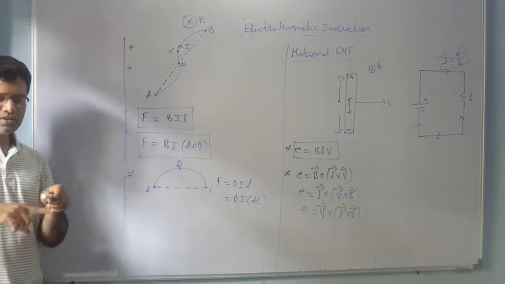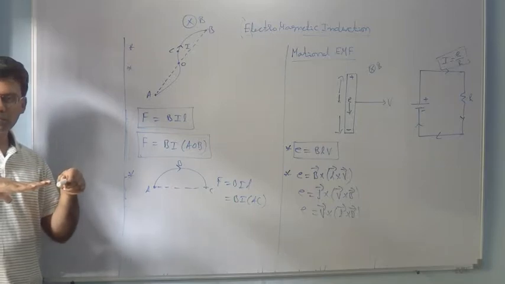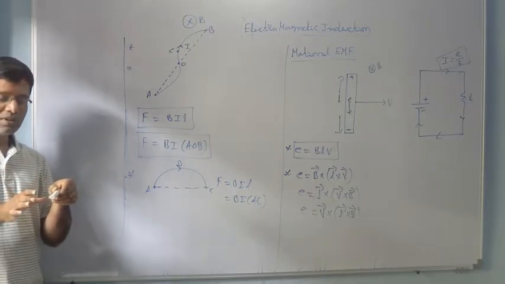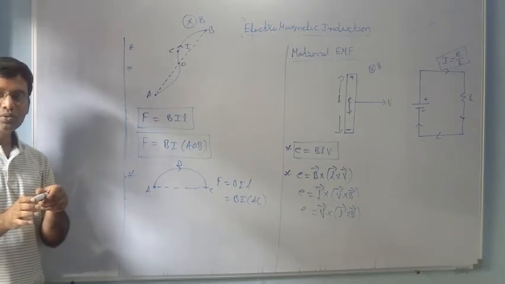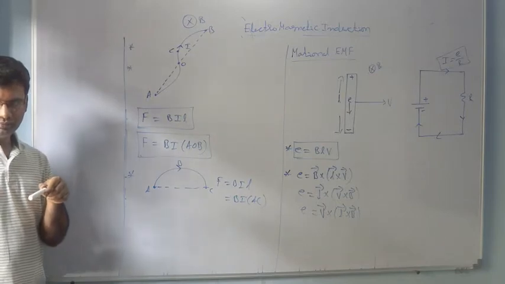Understand why? Because the earth's horizontal magnetic field is like this, and the airplane is also moving in the same magnetic field. That's why both are parallel, so there is no EMF from it. But there is an EMF across the ends due to the vertical magnetic field.